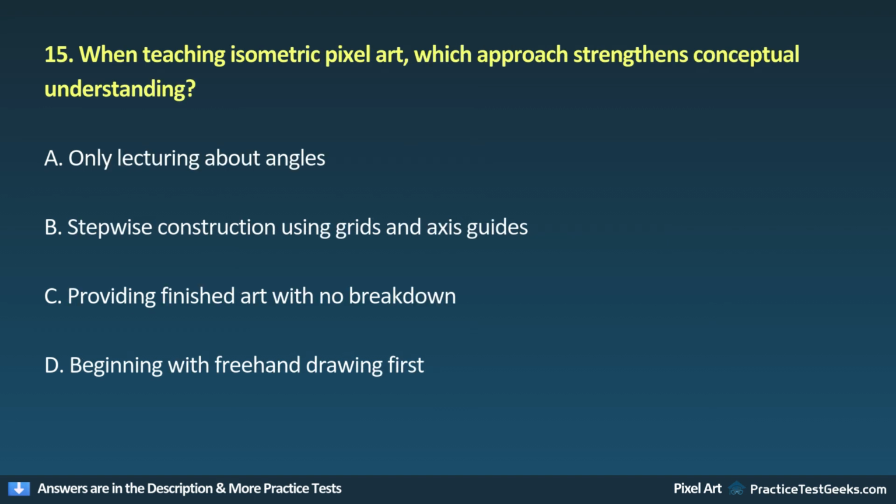15. When teaching isometric pixel art, which approach strengthens conceptual understanding? A. Only lecturing about angles. B. Stepwise construction using grids and axis guides. C. Providing finished art with no breakdown. D. Beginning with freehand drawing first.